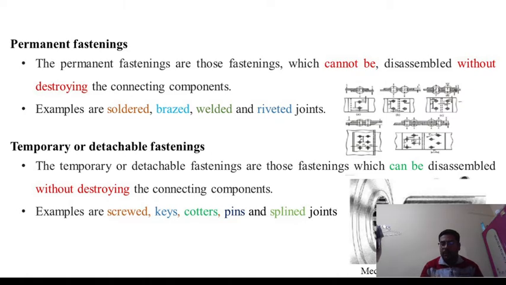Examples: screws, threads, screws and keys, such as gib-head keys, feather keys, saddle keys, whatever it may be. And cotter joints, pins, such as knuckle pins or cotter pins, whatever type of pins we can assemble and easily disassemble without damaging the connecting component. And spigot joints are also temporary fasteners. No damage is done to the component or the original materials. These are the types of fastenings.